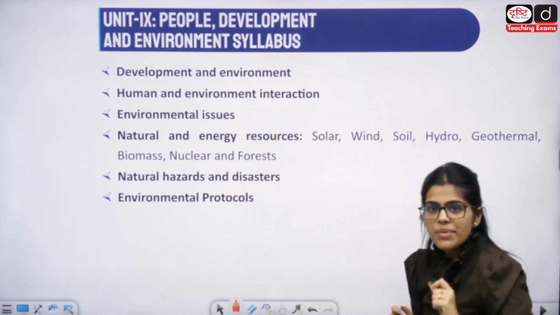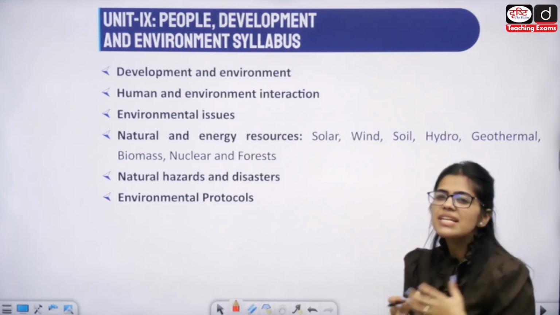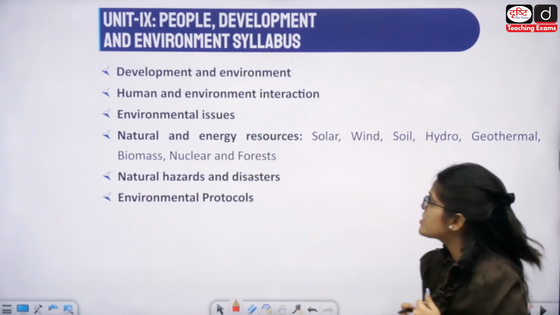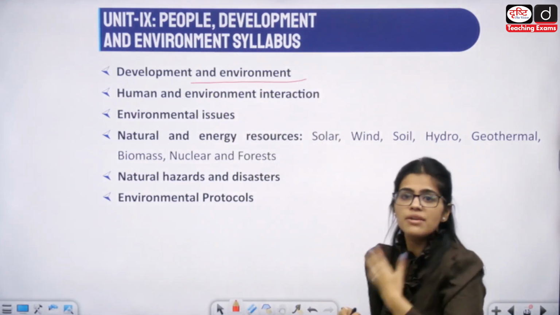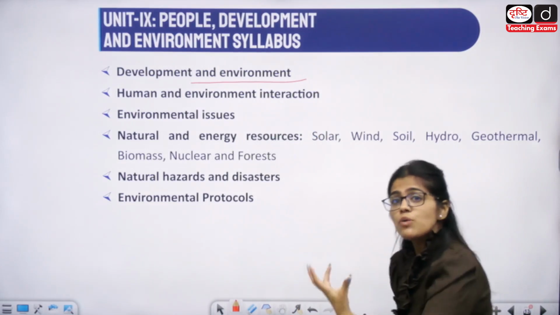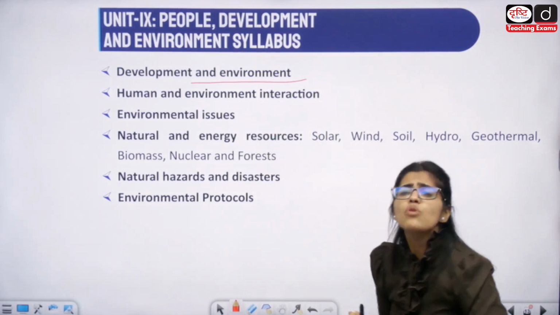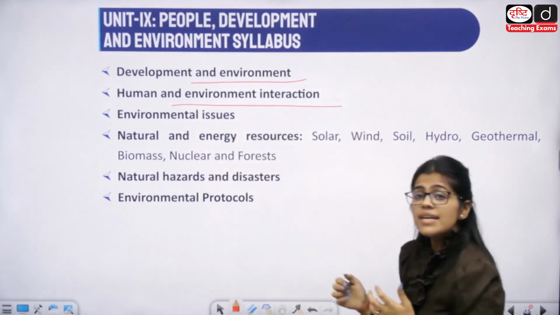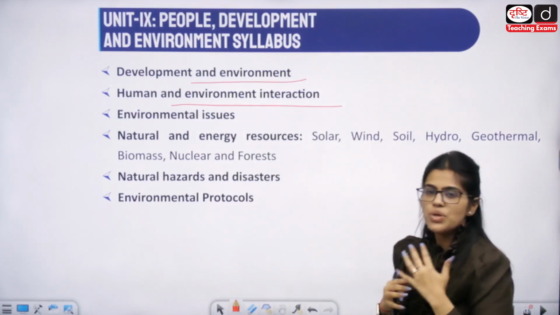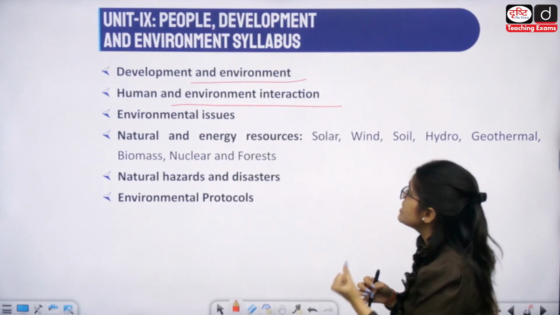Then comes environment. One unit for which you have to read your newspapers, because definitely current affairs are also asked from this unit. We'll be talking about the dependence of the humans on environment, the development and the environment, and how the anthropogenic activities are causing so many problems to the environment. So human and environment and their interdependence and interaction with one another. Then we'll be talking about the environmental hazards, environmental issues.